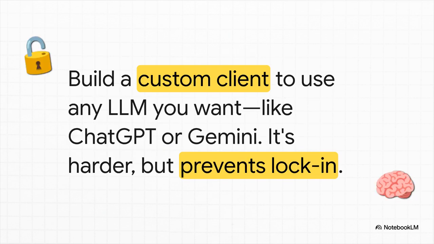And then there's level 3. This is where you get total freedom. See, the problem with the first 2 levels is you might be stuck using just one company's LLM, like Claude. But at this level, you can build your own client. That means you can use any LLM you want, ChatGPT, Gemini, an open source model, whatever, and connect it to any MCP server. It's more work for sure, but it means you're not locked into one vendor.